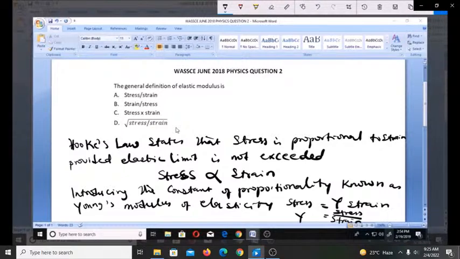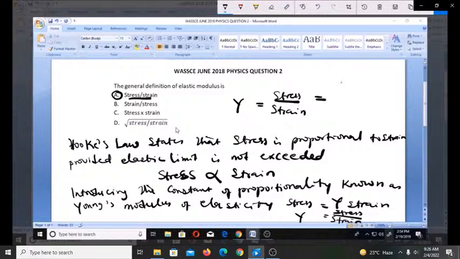So the right answer is A, which is what? Stress over strain, and that is the statement of Hooke's law. So in essence, Y, which is the elastic modulus, is equal to stress over strain. Very, very important. So you can be using this to solve some problems.